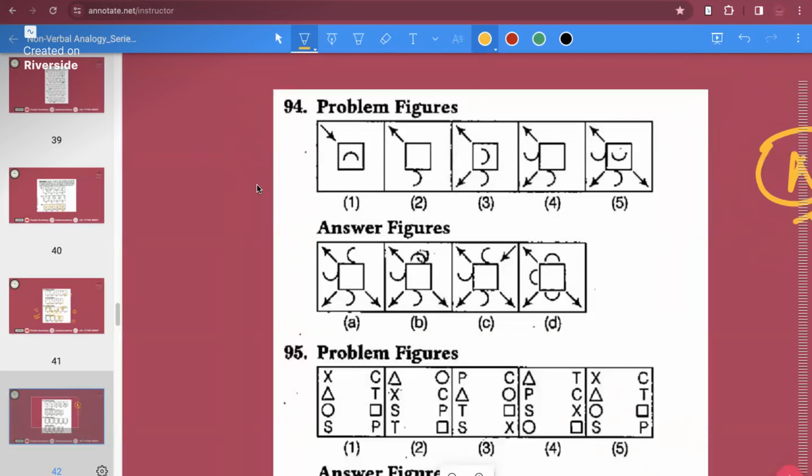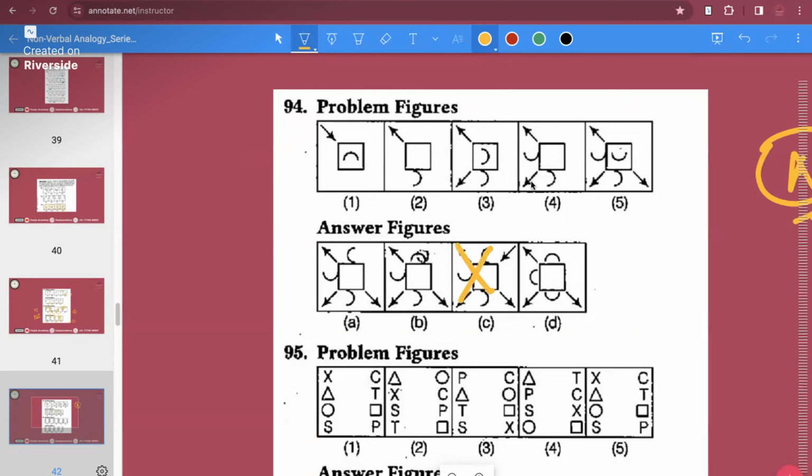Sir, I think the number of arrows is increasing for every two boxes. In 1 and 2, it is 1. In 3 and 4, it is 2. So in 5 and 6, it may be 3 arrows. Yeah, it will remain the same. So this one is gone. So option A may be the answer.